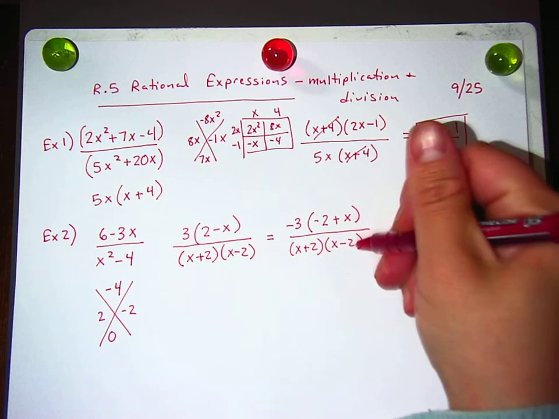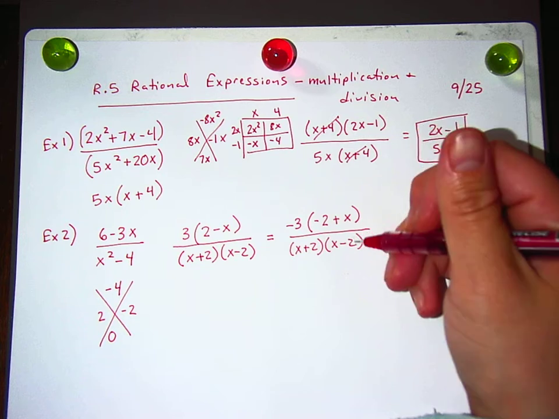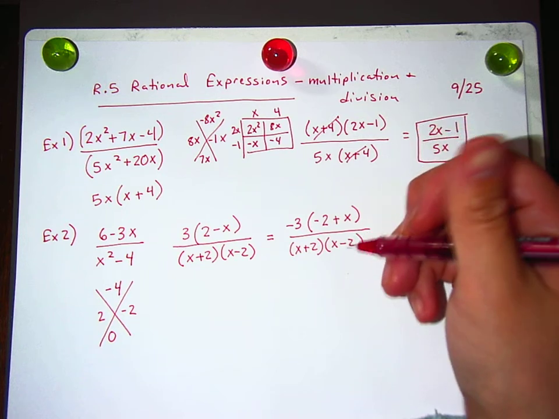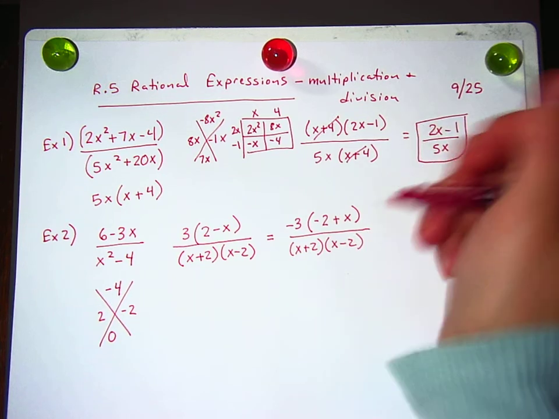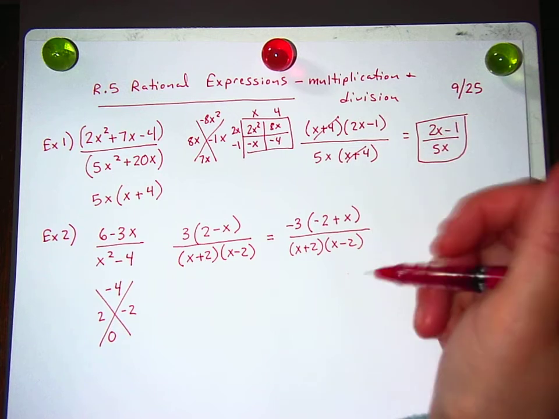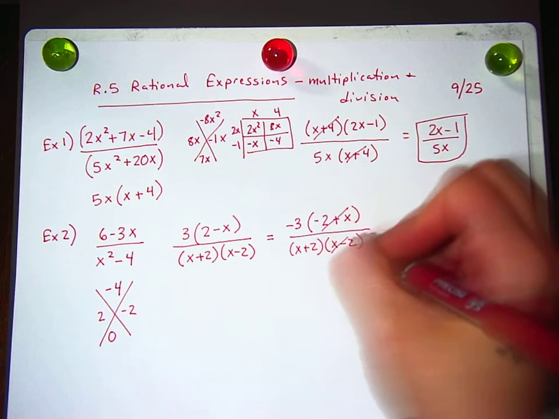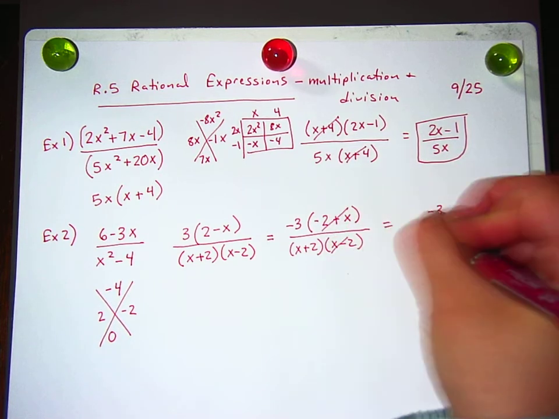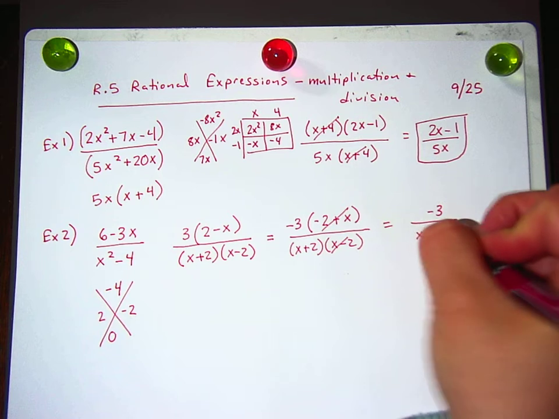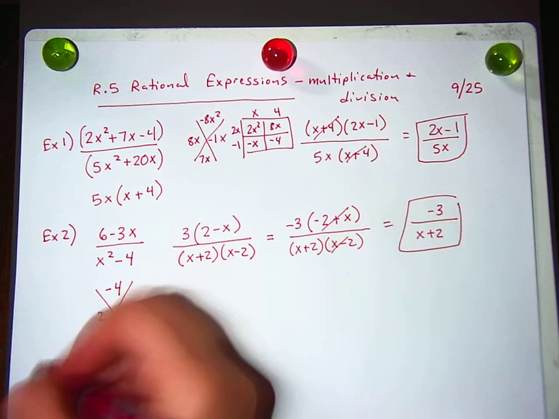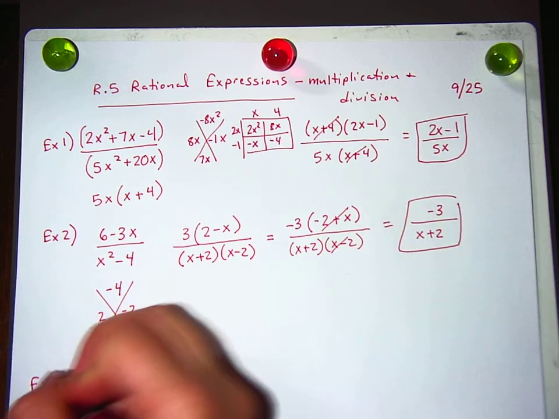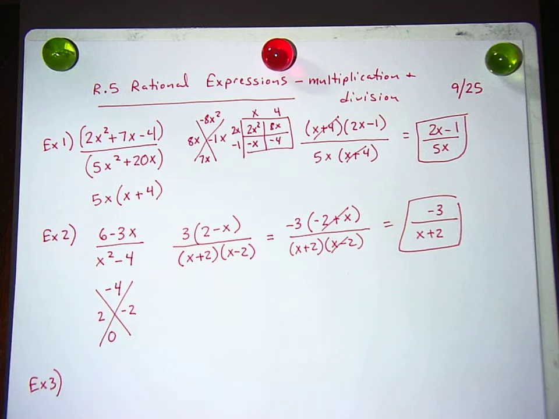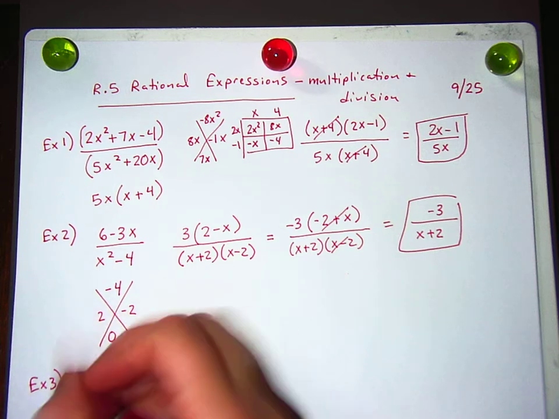-2 plus x if I take out a -1. And that and this are actually the same thing. I mean, x minus 2 and -2 plus x are the same thing. They're just in a different order. They're both a positive x. They're both a -2. So now I can cancel that out. I'm left with -3 over x plus 2. These problems just take a lot of practice. You've just got to take your time and work at it.